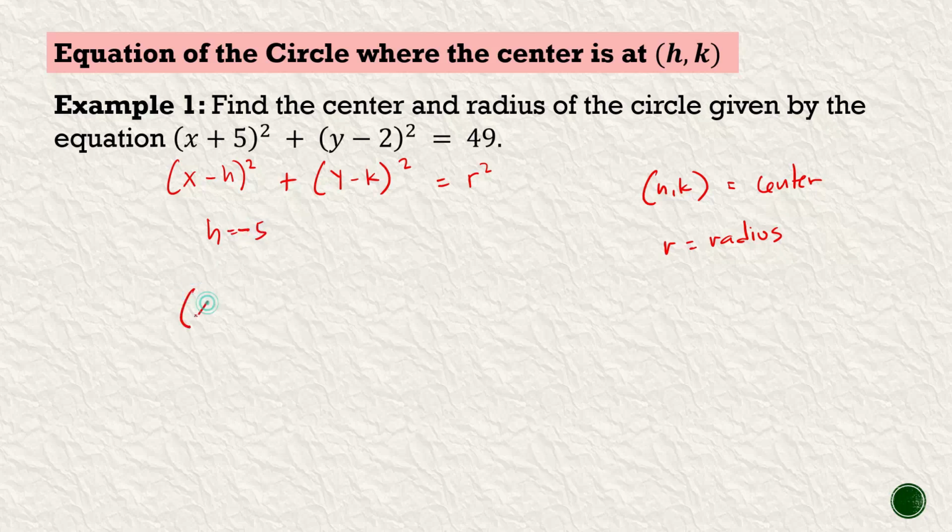So meaning it's actually from here: x - (-5) squared. That's why it becomes (x + 5)². Okay, so I hope that makes sense. Alright, let's go to the next one.